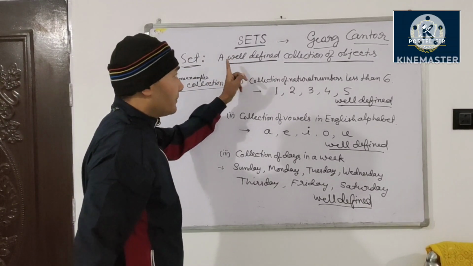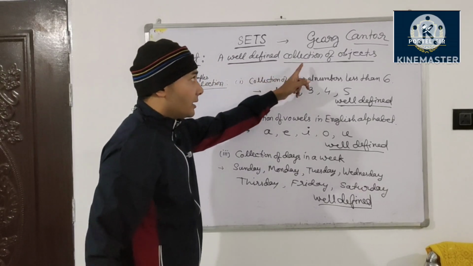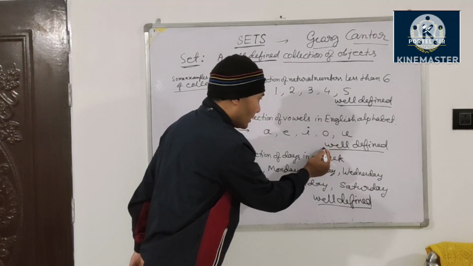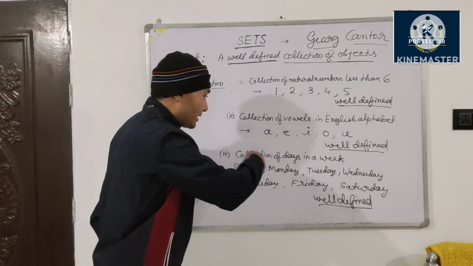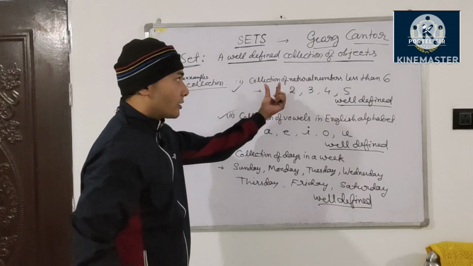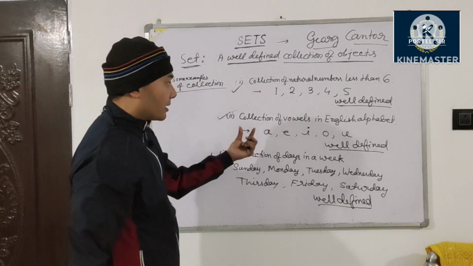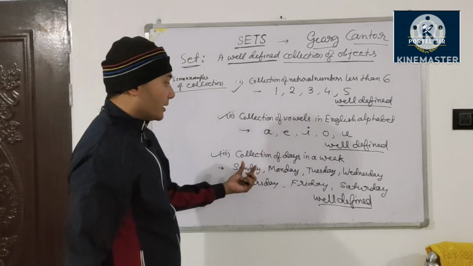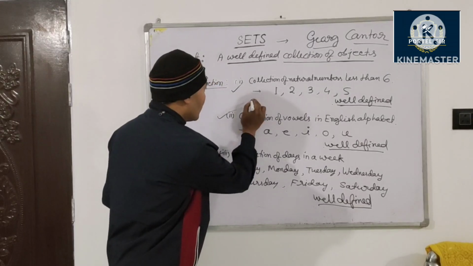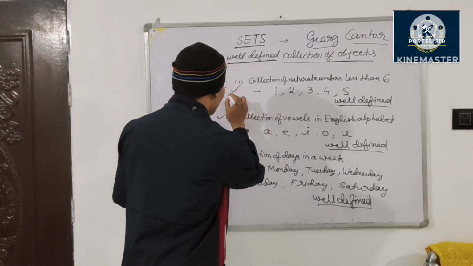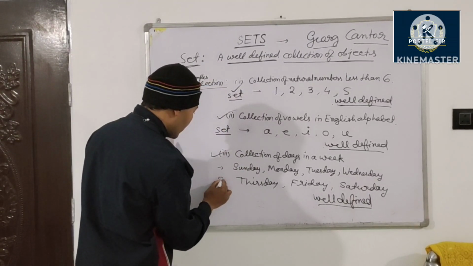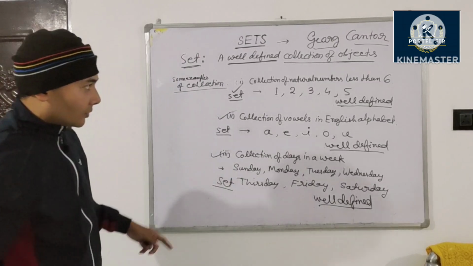So according to the definition we can say a well-defined collection of objects is called a set. That is why this collection is well-defined, this one also, and this one also. So this is a set, this is also a set, and this is also a set. Collection of natural numbers less than 6 is a set. Collection of vowels in English alphabet is also a set. Collection of days in a week is also a set. So these three are sets. Set. Remember. So note down.